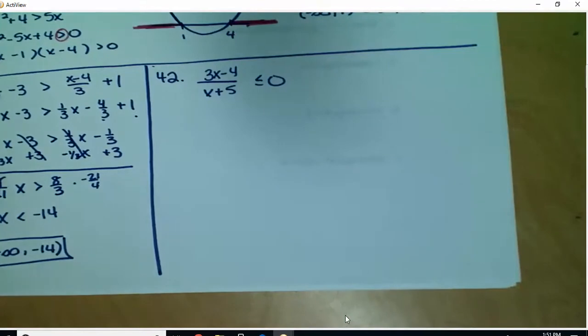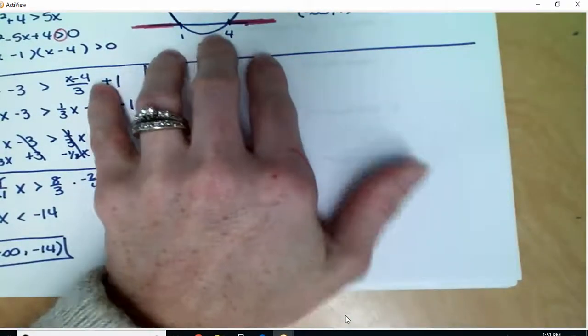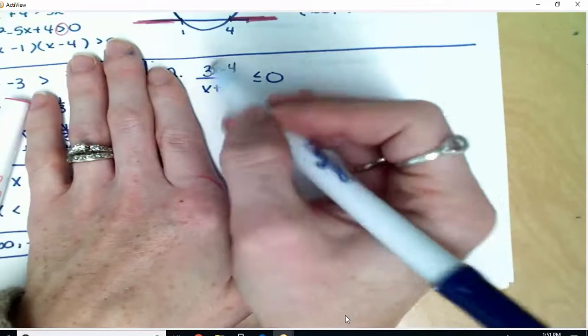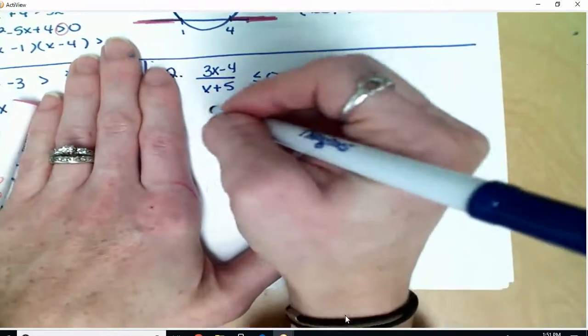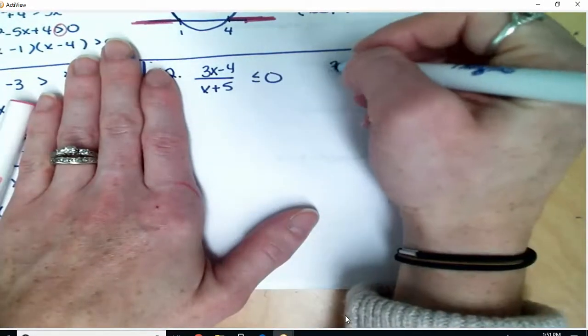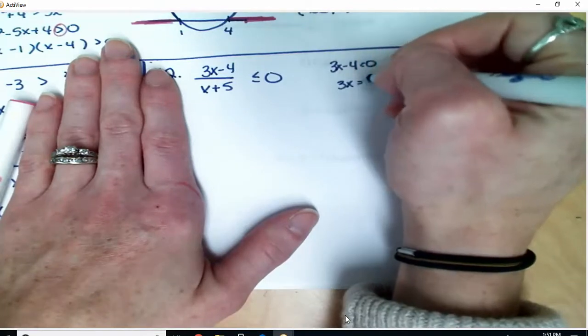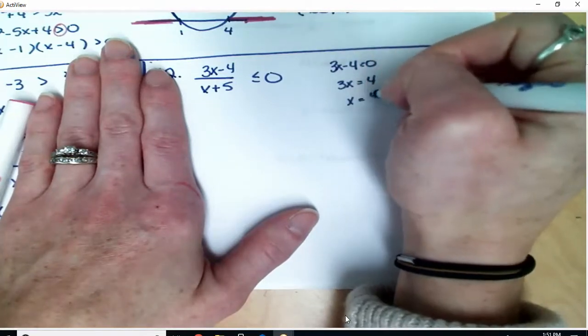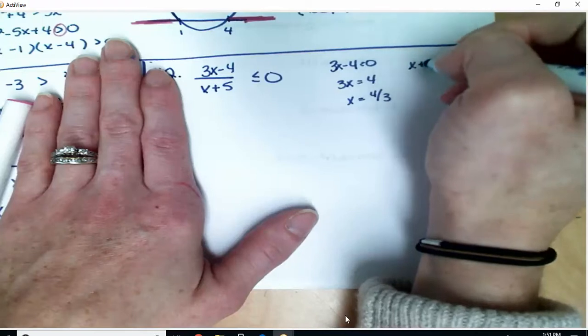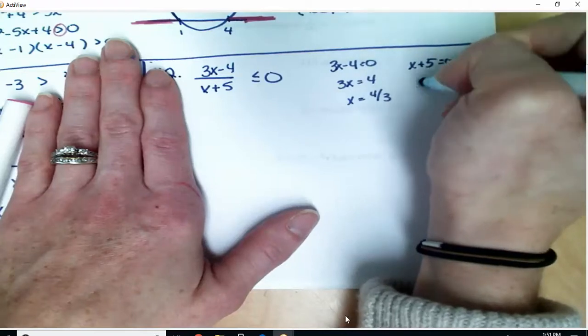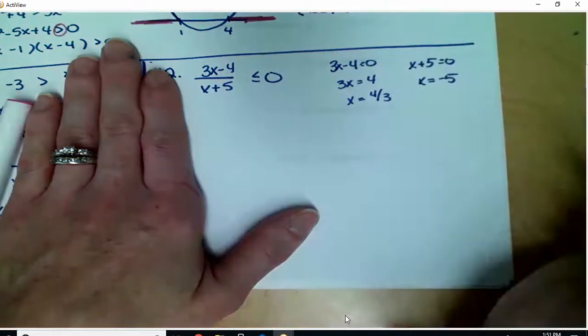This is an inequality involving a fraction. So our strategy here: if we had multiple terms, we had to condense everything into a single fraction, which thankfully we can skip right to that step here. It's already a single fraction. Then I had you figure out what made the top and bottom 0. So that would be a 4/3 and a negative 5.